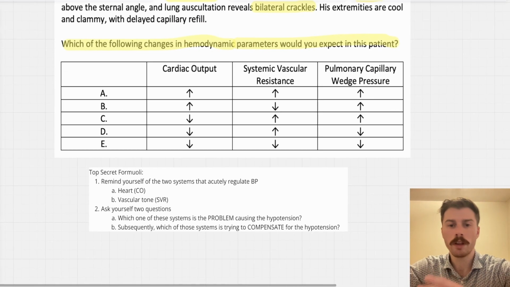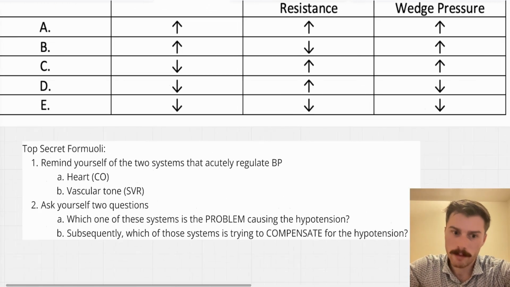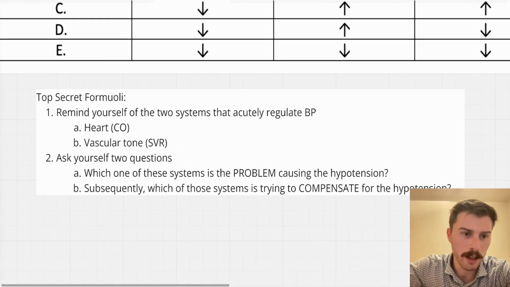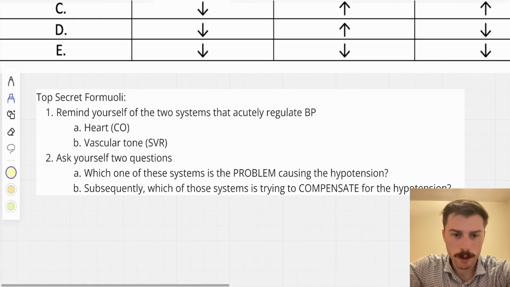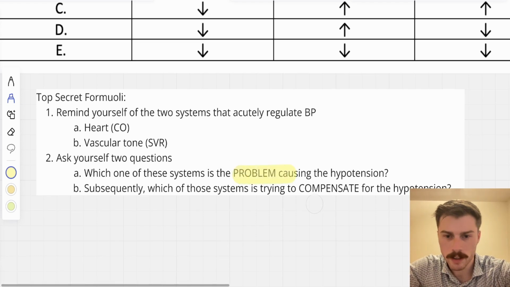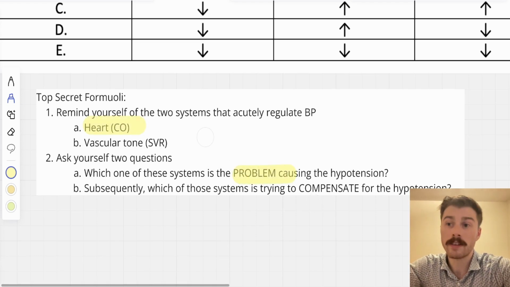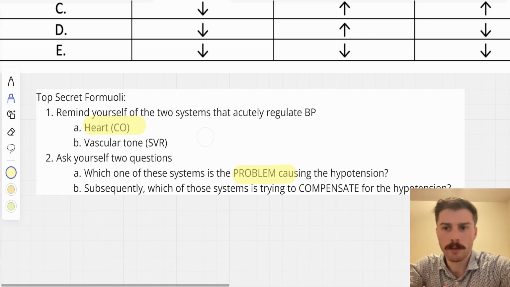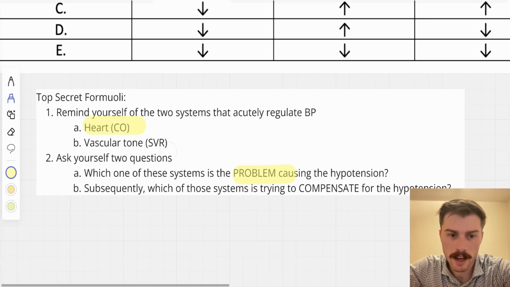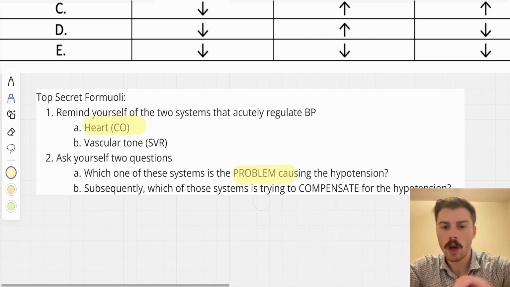So the problem with cardiogenic shock, as the name suggests, would be the heart. So what's the problem causing the hypotension? It's the heart. There's something wrong with the heart. In this case, this guy's got CHF, probably some sort of acute decompensation. Now, next up, the second question. Subsequently, which system is trying to compensate?